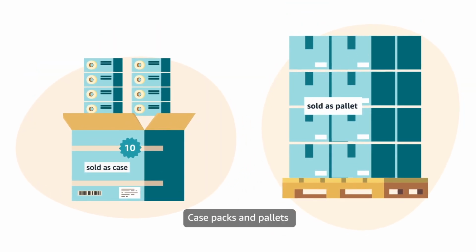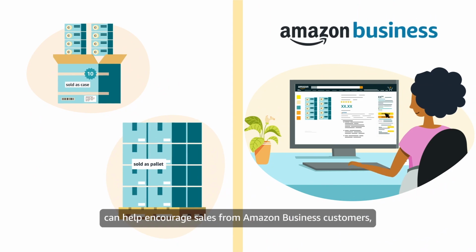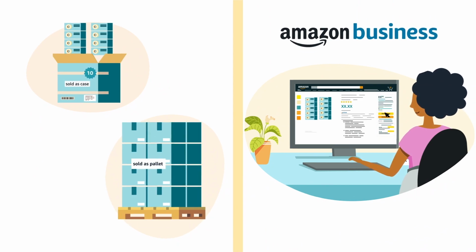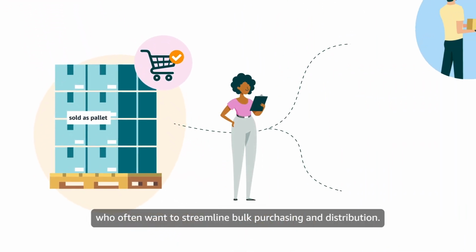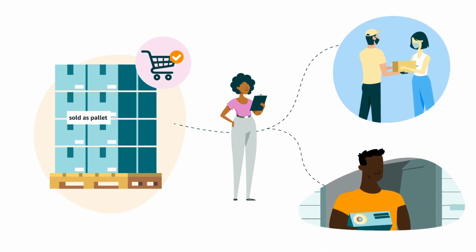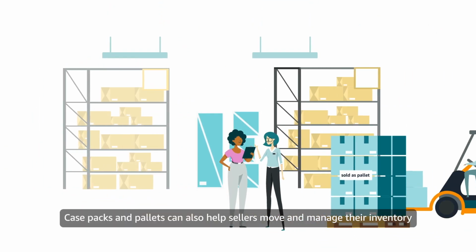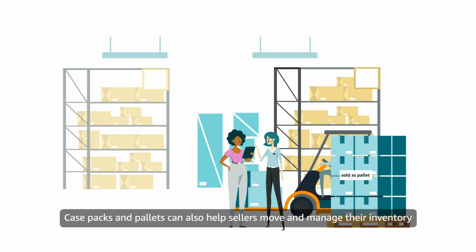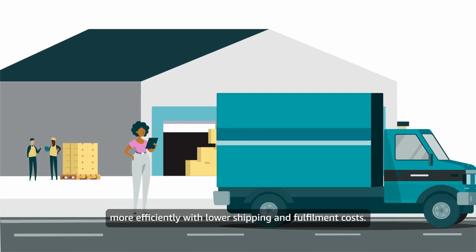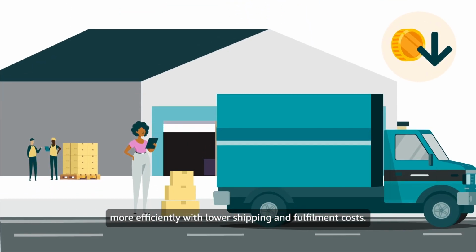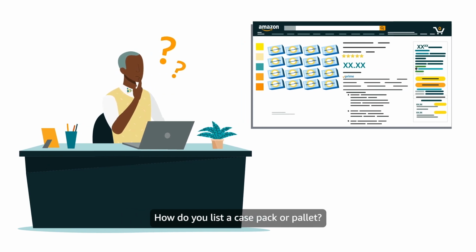Case packs and pallets can help encourage sales from Amazon business customers, who often want to streamline bulk purchasing and distribution. Case packs and pallets can also help sellers move and manage their inventory more efficiently with lower shipping and fulfillment costs. How do you list a case pack or pallet?